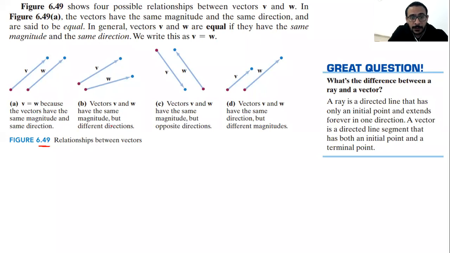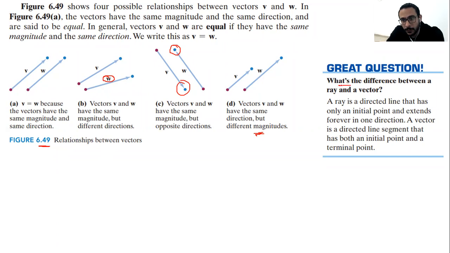Vectors V and W in letter B have the same magnitude but different directions. W is not in the same direction as V. In letter C, vectors V and W have the same magnitude, same length, but opposite directions. In letter D, vectors have the same direction but different magnitudes, different lengths.